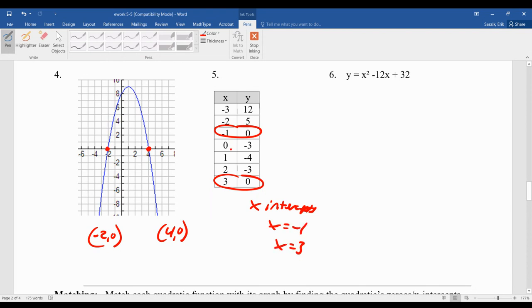Now, some people look at this 0 and say, oh, what about this? Remember, that's something different. 0 comma -3, that's the y-intercept. Okay? That's something else. I hope you guys notice here that the vertex would be 1, -4. You see how it kind of bottoms out there? This one requires a little bit of work.